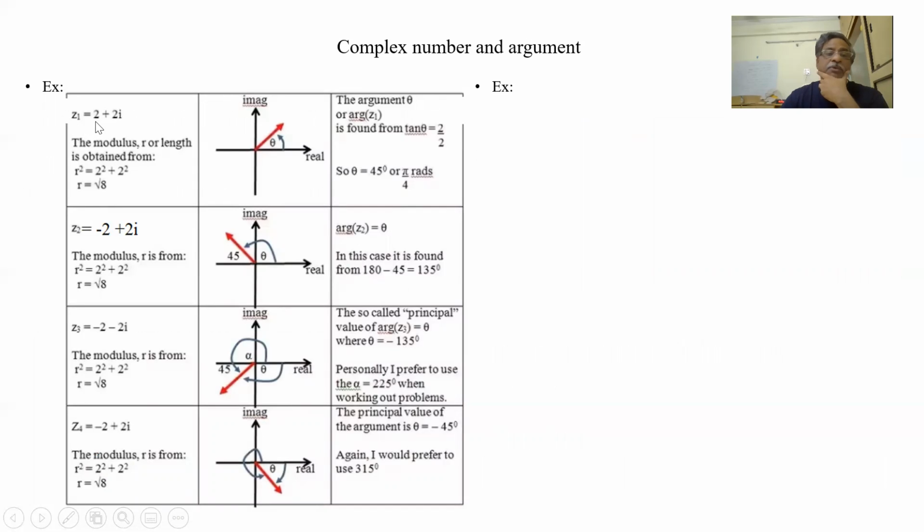Now let us see. Suppose a complex number 2 plus 2i is there. This is 2 and this is 2. What is the angle here? Vertical is 2, horizontal is 2, so tan theta is 2 by 2, which is 45 degrees. The length of this vector is root of 2 square plus 2 square, root of 8. This is called r, and the angle is pi by 4. So we can represent the same 2 plus 2i as root 8 comma pi by 4.